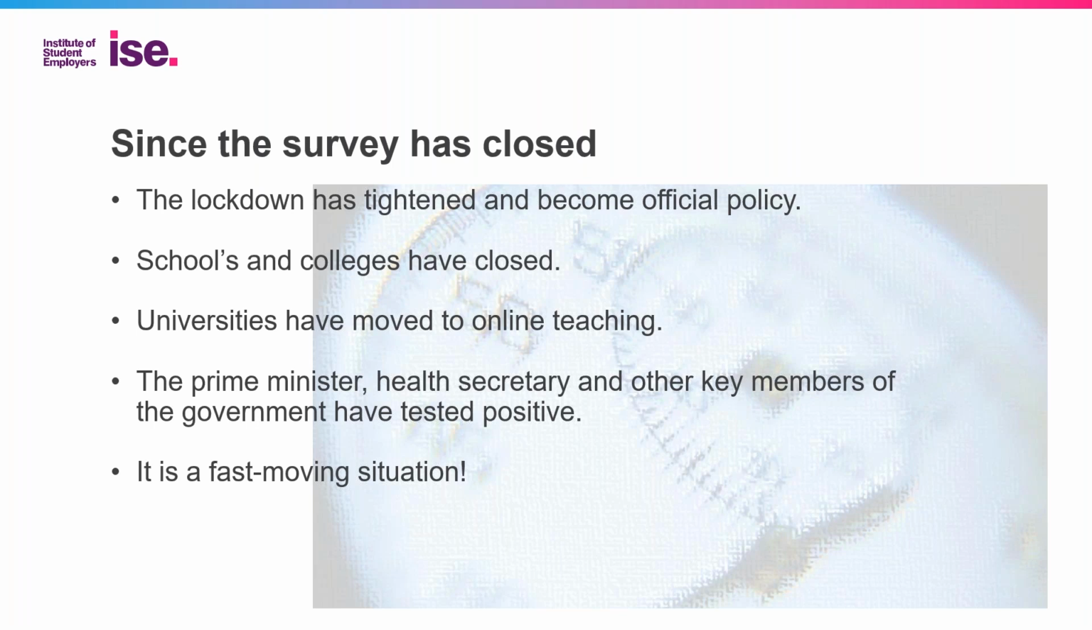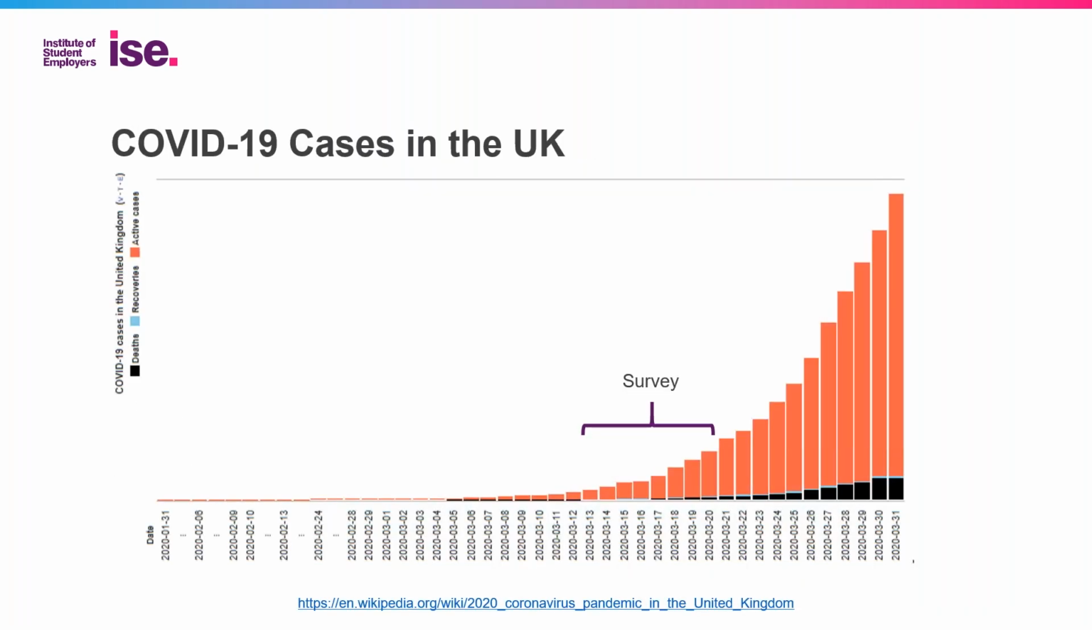So what we've seen is that the survey closed a little while ago, and since then quite a lot has changed. I won't go through this in great detail, because what I've done here is look at the progress of COVID-19 over the last few weeks, well, really since the end of January, when it really first came to the UK. And you can see when our survey was taking place, it was kind of in the middle, but it was before the real acceleration in the number of cases. So we were really just at the beginning of recognizing that this was a crisis.